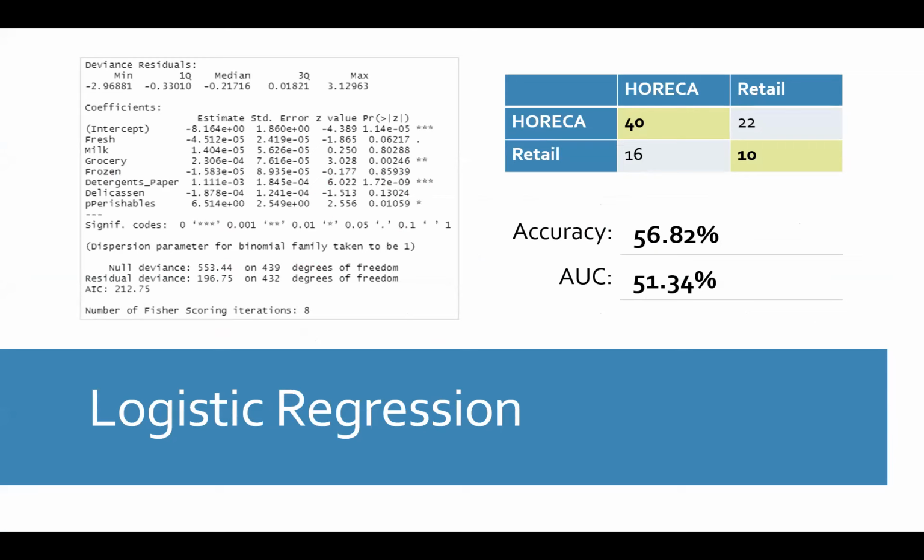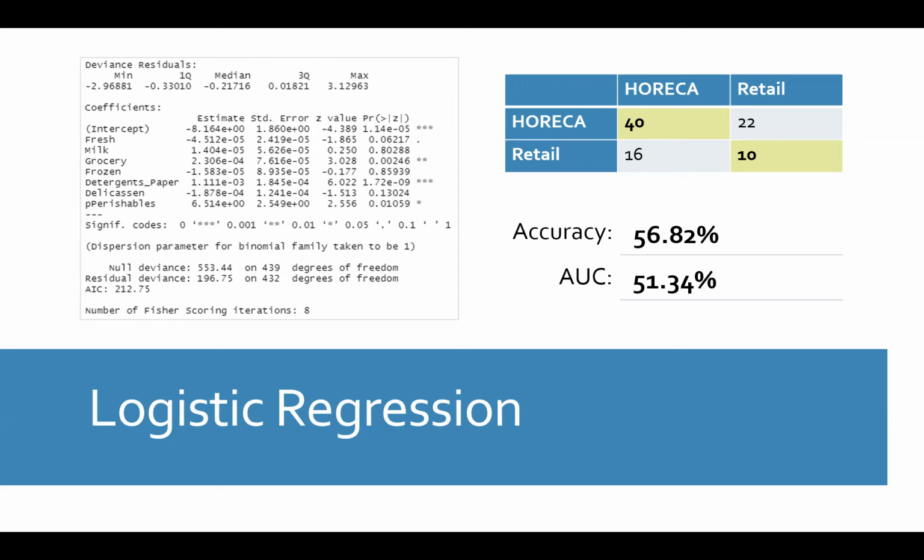So here I ran my logistic regression, and upon running this, other than the intercept, there are 3 other significant values here. First is grocery, second is detergents, as well as the variable I created, which is the percentage of perishables. Looking at the coefficients, it seems that with higher spending in grocery and detergents, the retail customers are more likely to spend more money on grocery and detergents. After running the model and testing it, the accuracy was 56.82% and AUC was 51.34%. These are not that great considering it's a binary classification problem.